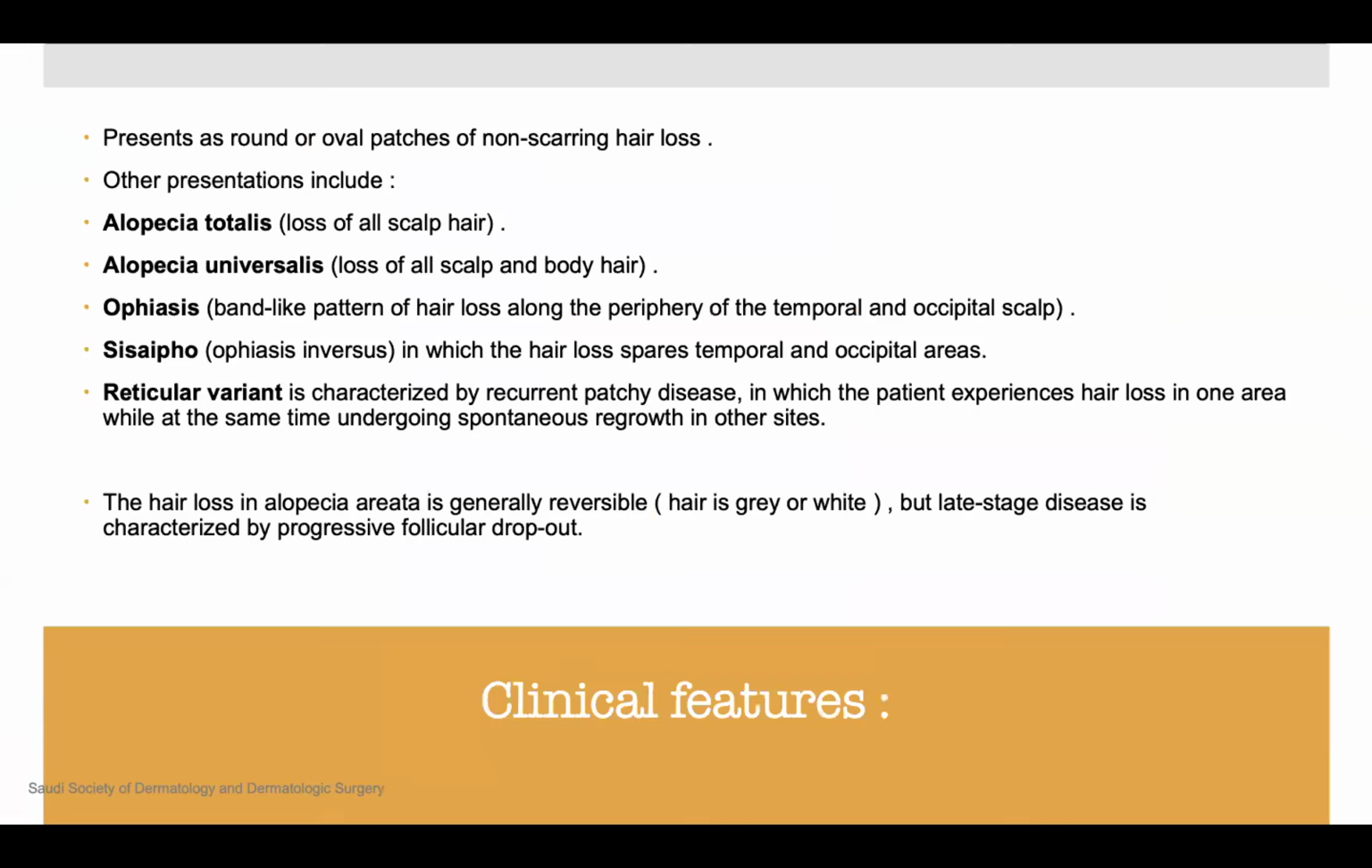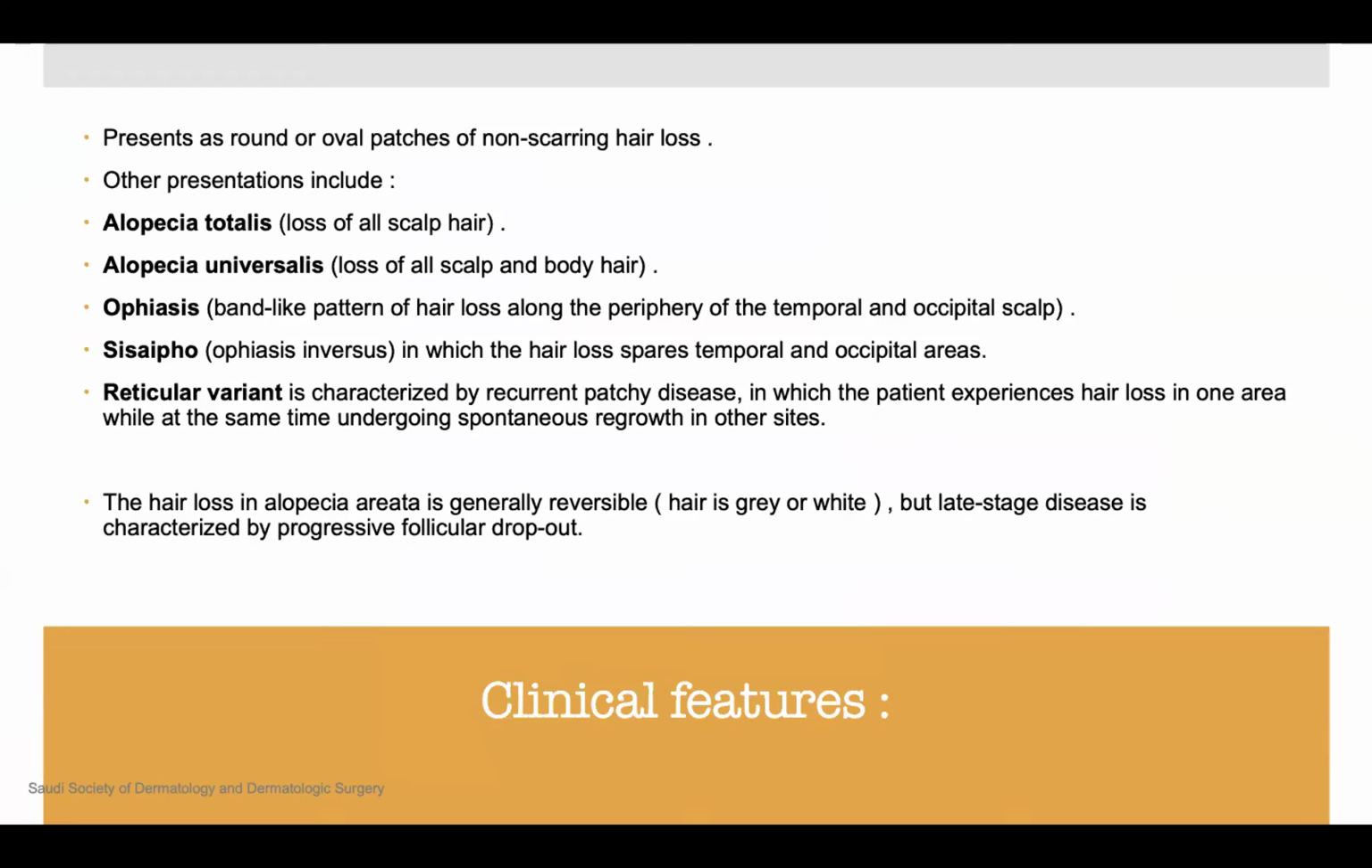So, clinical features. The classic presentation of alopecia areata is round or oval patches of non-scarring alopecic patch, mainly on the scalp. Other presentations: alopecia totalis, which means loss of all scalp hair. Universalis, loss of scalp hair and body hair. Ophiasis pattern, which is a band-like pattern of hair loss along the periphery. It involves the temporal and occipital parts.